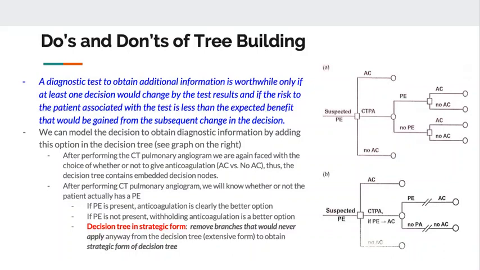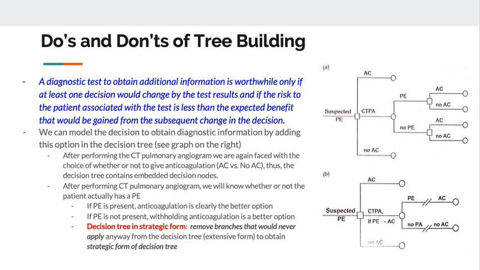Right, so next we talk about the do's and don'ts of tree building. We observe that a diagnostic test to obtain additional information is worthwhile only if at least one of the decisions would change by the test result, and if the risk to the patient associated with the test is less than the expected benefit that could be gained from the subsequent change in the decision. In other words, the aim of obtaining more diagnostic information would be to shift our probability assessment across the treatment threshold.